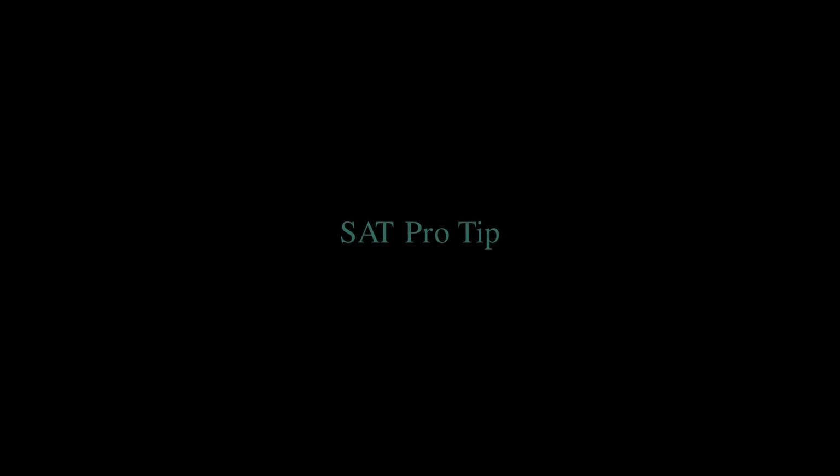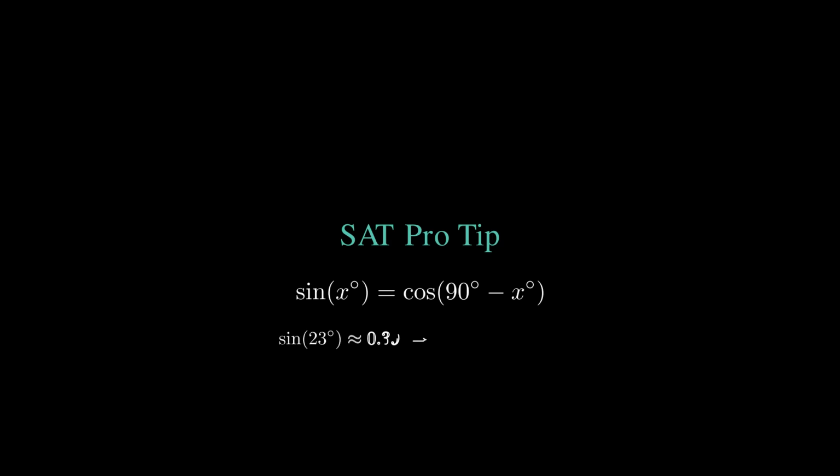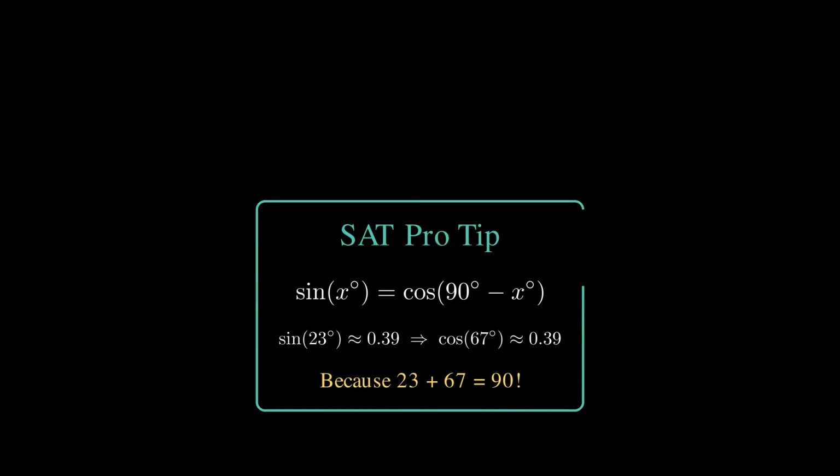Now the most powerful trick is the cofunction tip for trig. Sine of x degrees always equals cosine of 90 minus x degrees. So if the SAT tells you sine of 23 is 0.39, and then asks for cosine of 67, the answer is also 0.39, because 23 plus 67 equals 90. This function identity saves you from calculating anything.